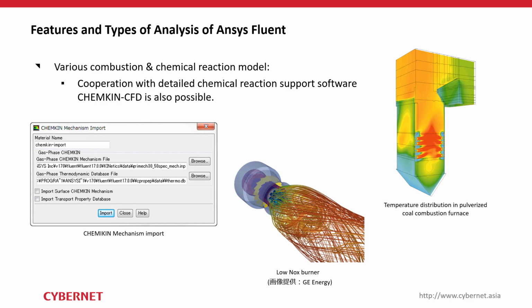So with combustion or chemical reaction models, there are various options to choose from. You can even couple it together with one of the Ansys products called Chemkin, Ansys Chemkin. Ansys Chemkin is a specialized tool for chemical reaction analysis. So you can even include the Chemkin mechanism import features into Ansys Fluent, if you are really into setting up a very specialized chemical reaction model.